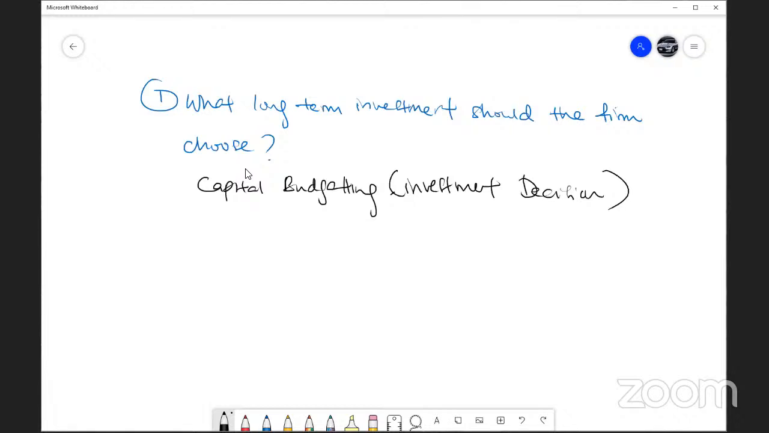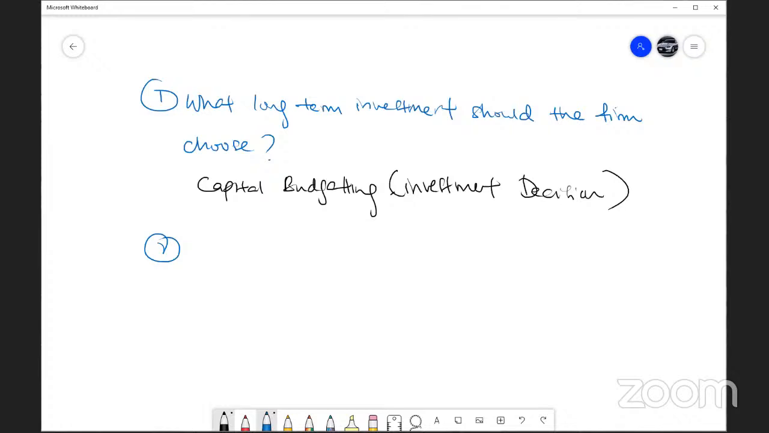So capital budgeting, or investment decision: you're considering how you are going to expand the business, or what things you might want to buy to enhance your business or make it more profitable. That is investment decision.